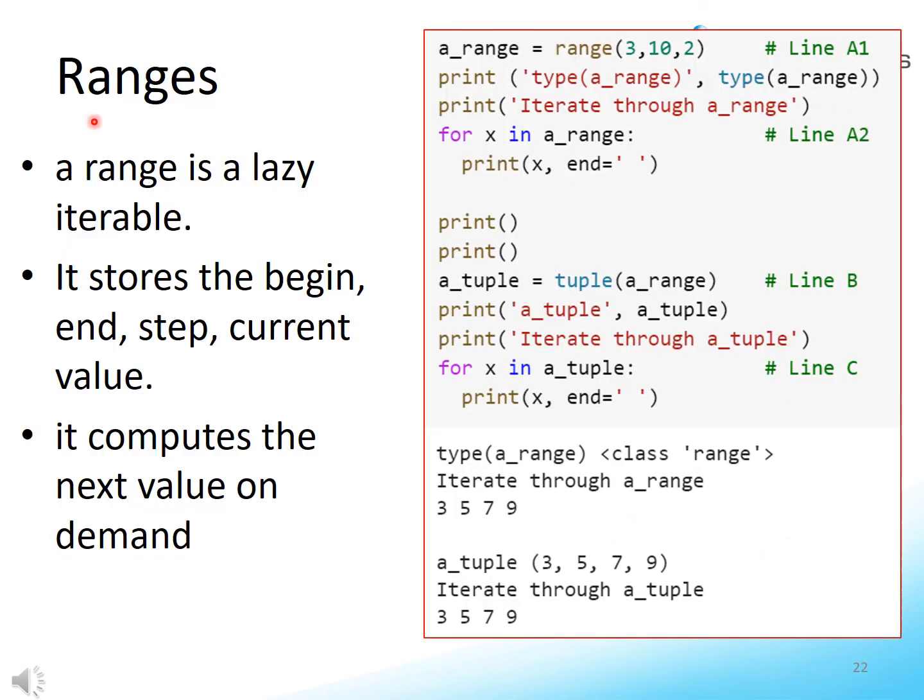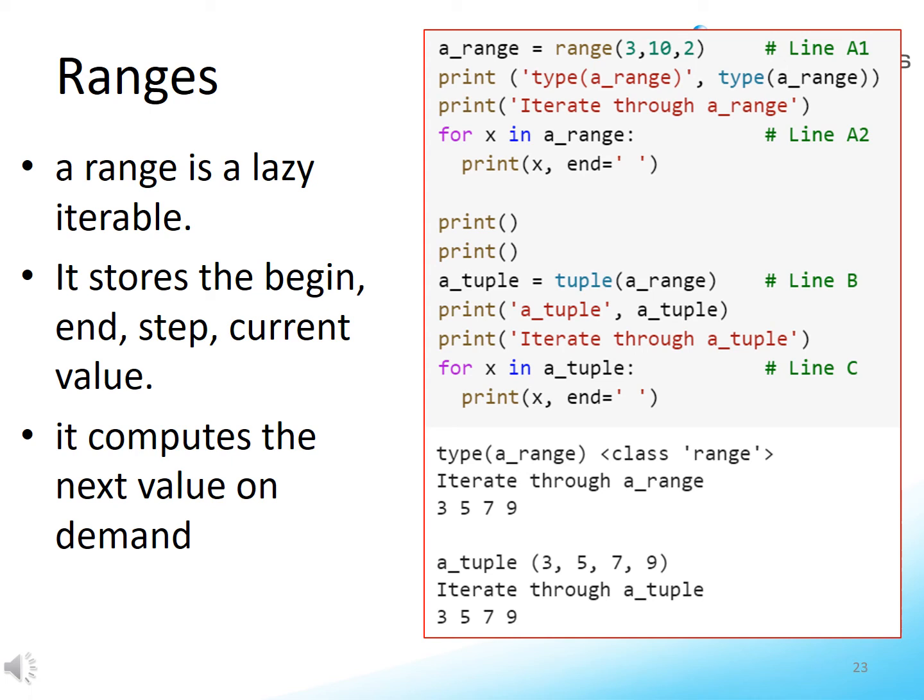Ranges. A range is an iterable that can be used to provide a sequence of numbers by specifying the begin, end, and step value for the sequence. An interesting fact is that a range is a lazy iterable. A range object stores only the begin, end, step, and current value. No sequence of numbers is maintained internally. It computes the next value of the sequence on demand. Therefore, a range object is an extremely lightweight iterable.